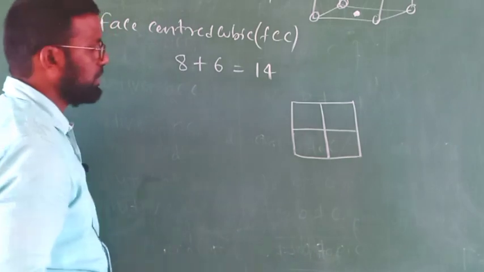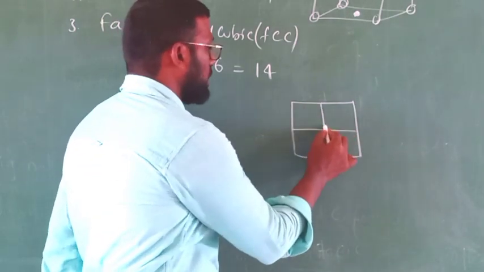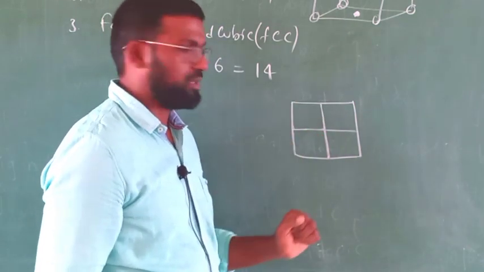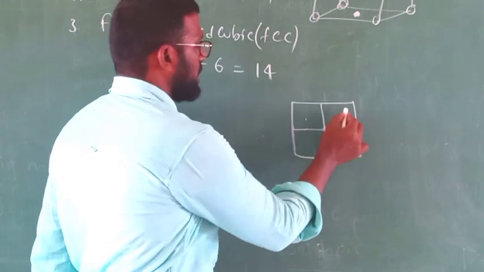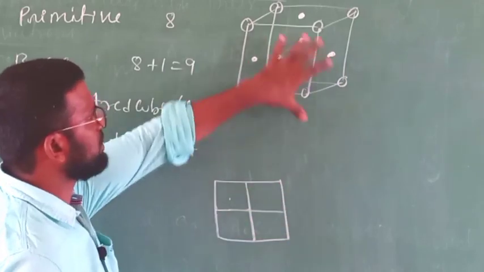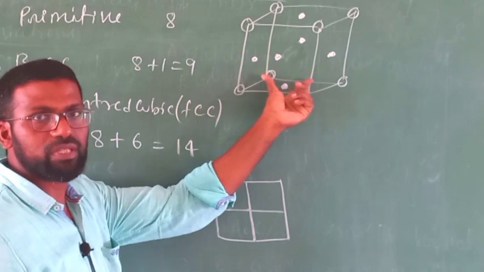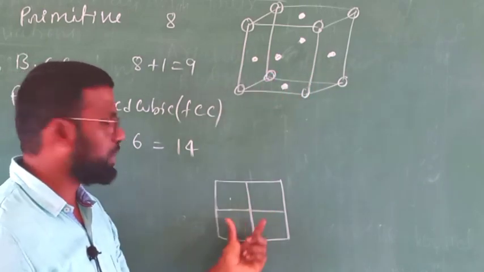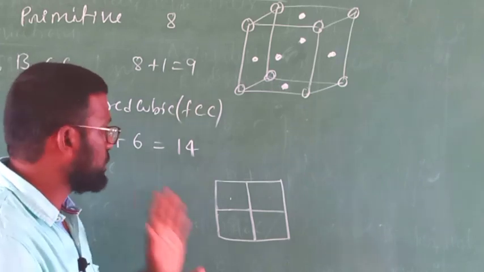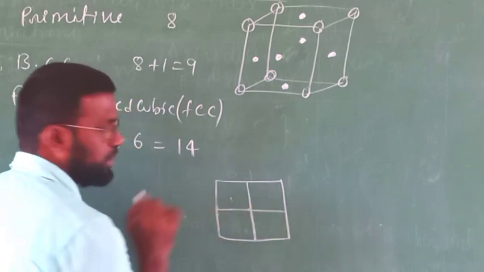Here you just consider that each square is a unit cell. So this is one unit cell, second unit cell, third unit cell, fourth unit cell. If I draw all the unit cells like a cube, you may be confused. So I am making the concept very simple. Just suppose that each square is a unit cell.